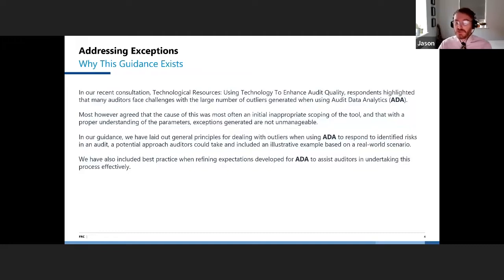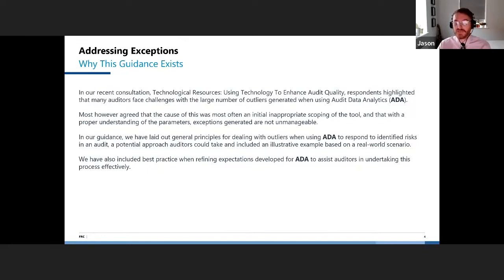We laid out a potential approach, and we included an illustrative example, which I'm going to talk you through a little bit later. And we also included some best practice for when we're refining exceptions. In order to do that, we really looked at real-world examples observed by our audit quality review team. We looked at talking to specialists. We looked at people that deal with data analytics. And we looked at issues that are described to us by the auditors from external engagement.